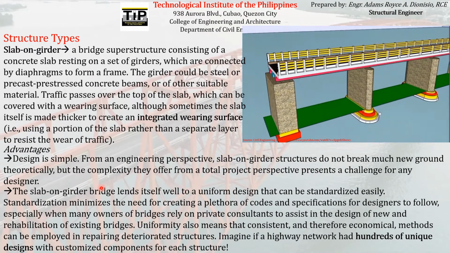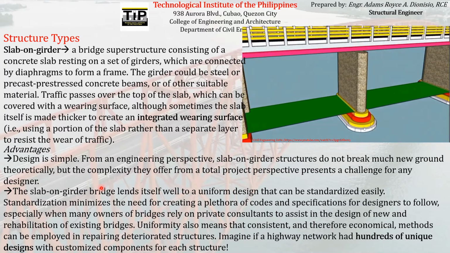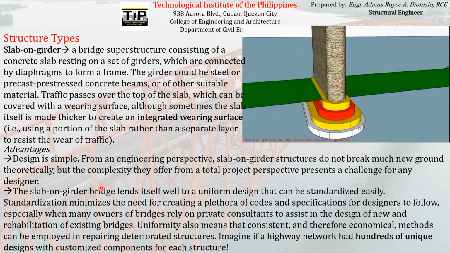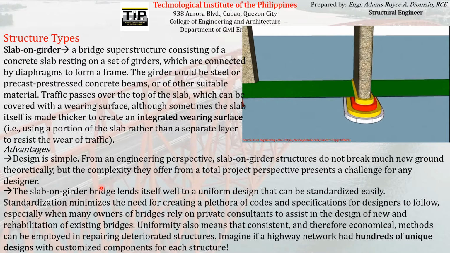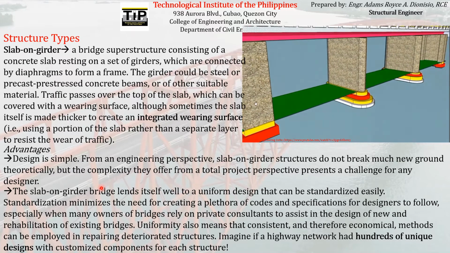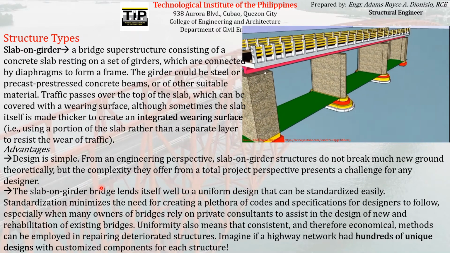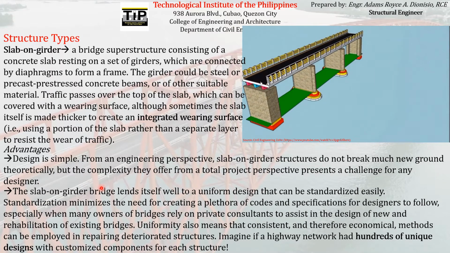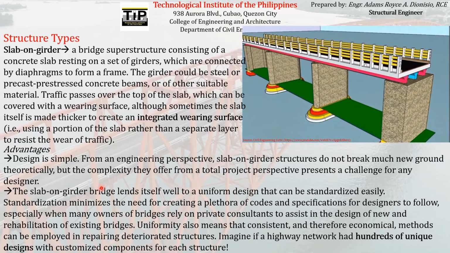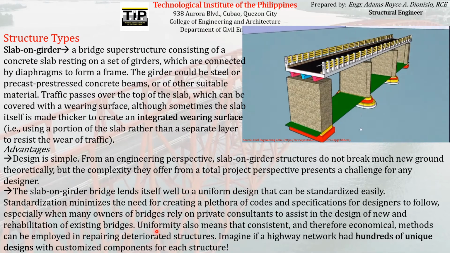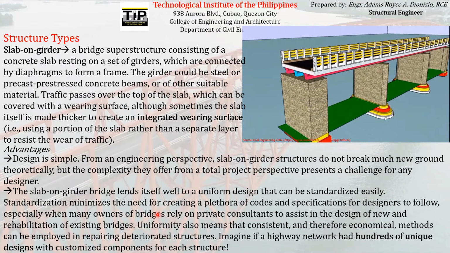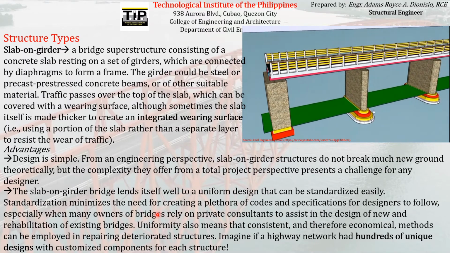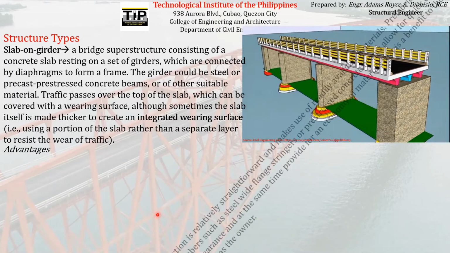So that's another advantage of using this type of bridge structure. Its design can be easily standardized. And due to that, we don't need to follow several series of new sets of codes and specifications just to be able to design it. So that's another advantage of slab on girder.